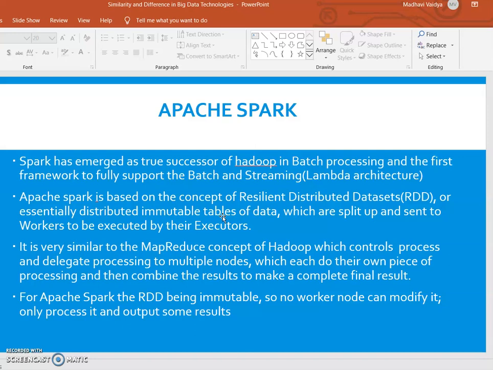There, the name node tries to control the process and delegate the processing to the data node. Here it is talking about it being passed from the executor to the workers, to make a complete final result, and it combines the results accordingly. And here the RDD is immutable, so no worker node can modify it, only process it and output some results to the executor.